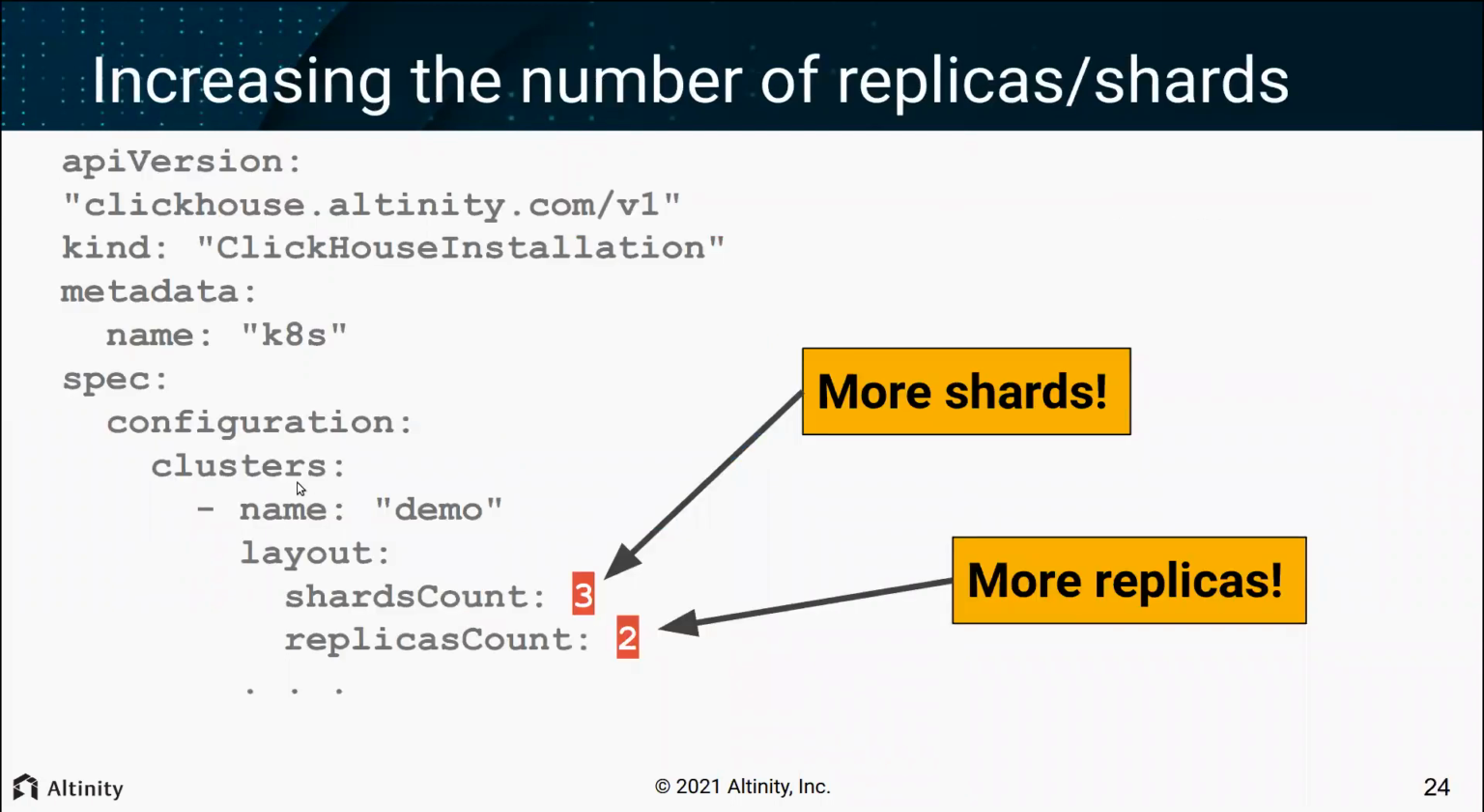So first of all, increasing the number of replicas. All you have to do is go into the specification file and just change the count of shards and the count of replicas. That's it. As soon as it reads this, the operator will go ahead and create additional nodes so that the shard and replica count is fulfilled. If you decrease it, by the way, it will, for example, remove replicas. So you can also scale down as well as scale up.